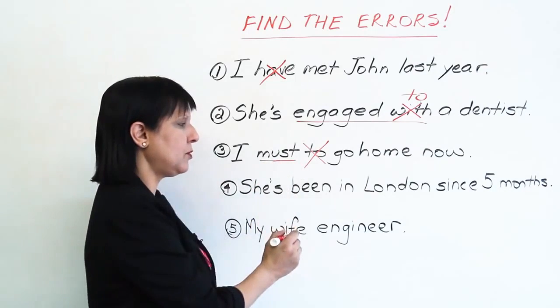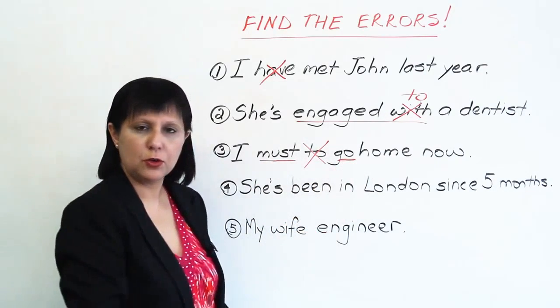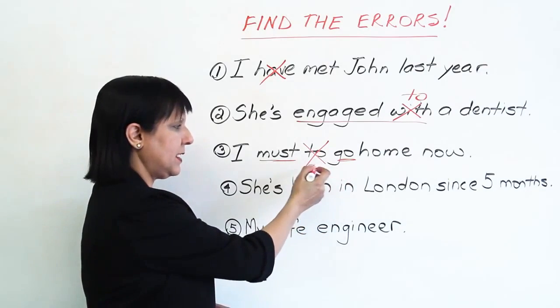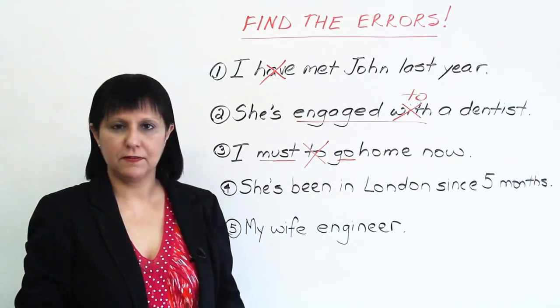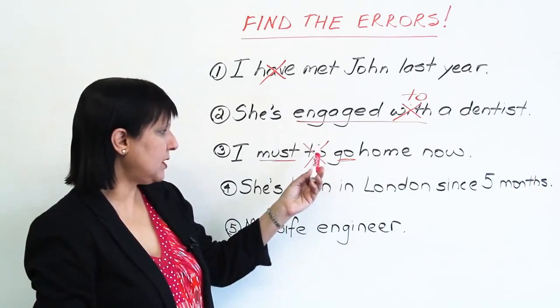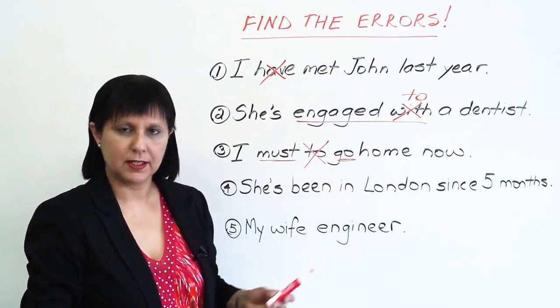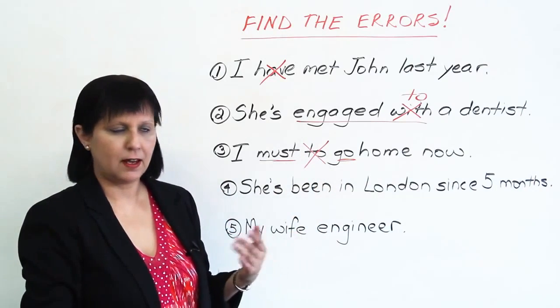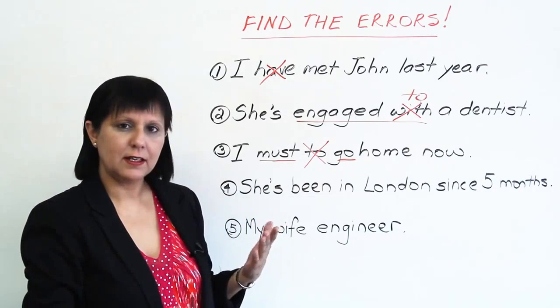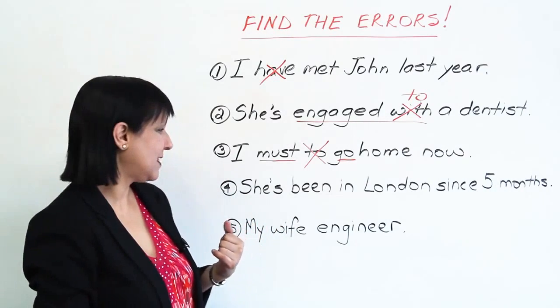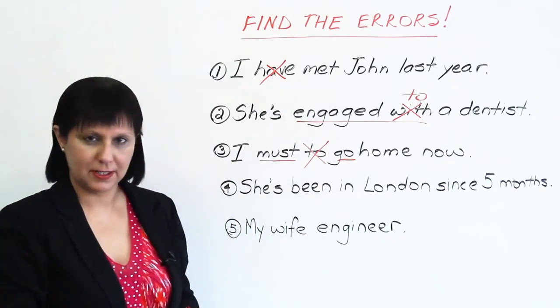But with all these modals, the verb that follows should be used directly and not in the infinitive form. All right? So we don't need to say I must to do something. I must do something. I must go. I must study. I must work. All right? And so on. So that was the error here.